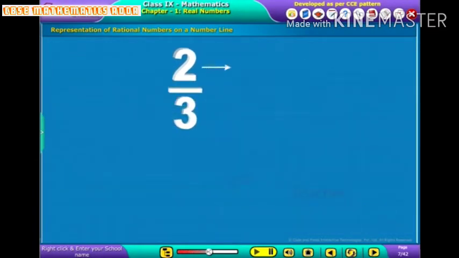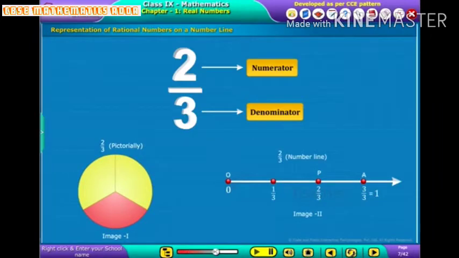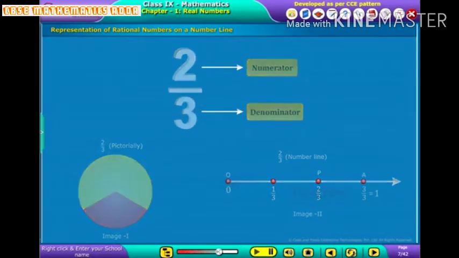In the given fraction 2 is the numerator and 3 is the denominator. From image 1, let's see the pictorial representation of 2/3. It means that from 3 equal parts, 2 parts are taken out as shown in the below image. Representation of 2/3 on a number line is as shown in image 2. Let us represent 2/3 on a number line.